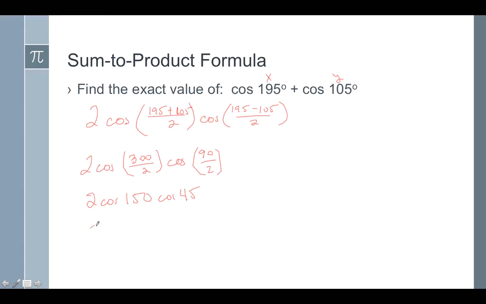So the cosine of 150 is negative root 3 over 2, and you can find this on your circle. I know you can. And the cosine of 45 is root 2 over 2. And we simplify this, the 2's cancel, and we get negative square root of 6 all over 2.